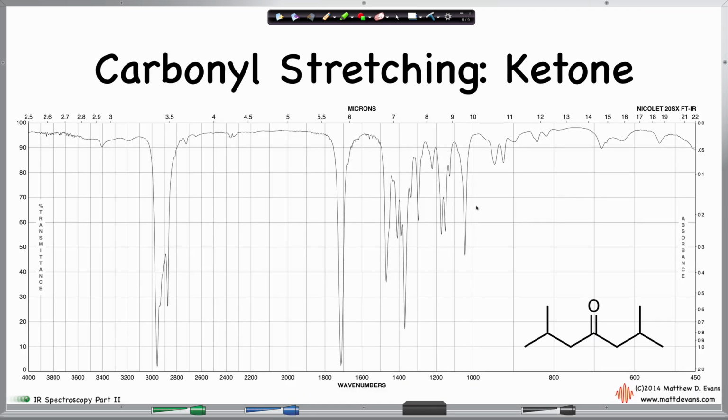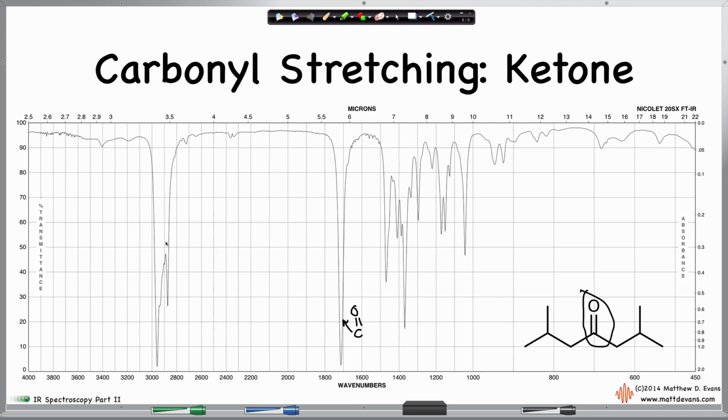Here's an actual spectrum. This is a ketone, and of course, this is what we're looking for. This is the first thing that jumps out, and this is the C double bond oxygen. Right around 1700, can't miss it. Very strong absorption, nearly 0% T, and that's due to this central ketone.